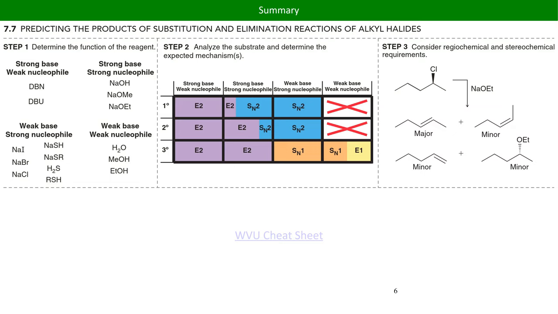This is the part that I don't like about this chart. It says that you're not going to see anything with a weak base, weak nucleophile, unless it's tertiary, in which case you're going to get a 50-50 mixture between SN1 and E1. That's not exactly true, because this doesn't take into account solvent effects, and it doesn't take into account that we can make a leaving group a better leaving group. It's a little bit oversimplified to say you're not going to see any of it. You're going to see some of it. It's just not going to be very fast.